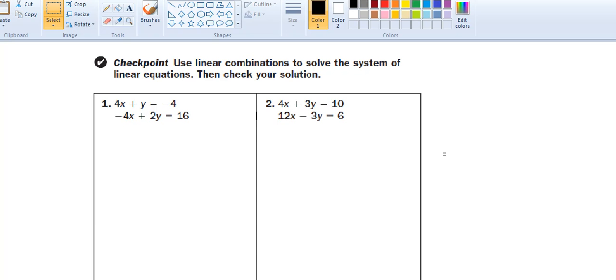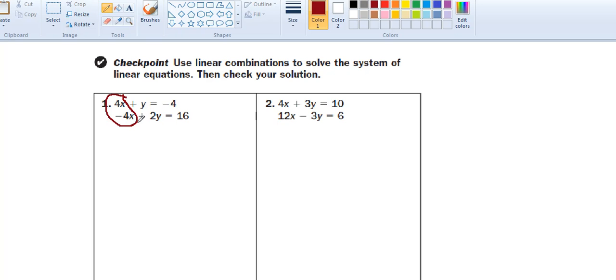Okay, the next thing we're going to do is some of the checkpoints together on page 149. So on page 149, let's take number one and we'll run through this one together. Looks a little bit like this. Okay, so let's look for a couple things that work. If you notice this right here, 4x and negative 4x are going to cancel each other out. So we don't have to do any multiplying here.